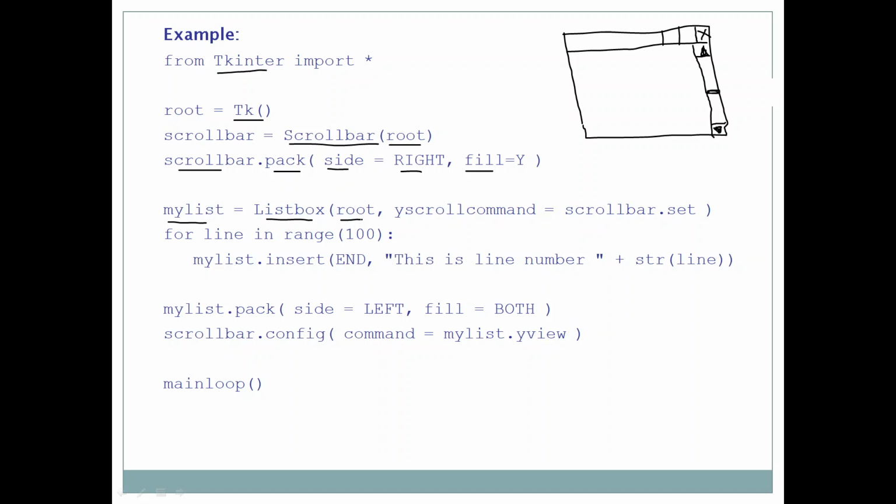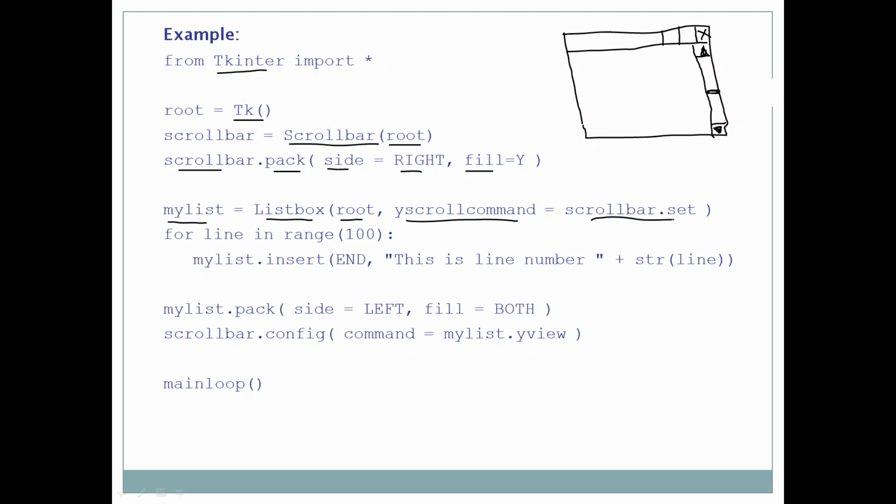Again it is the root, the main window. And for the y scroll command, we have specified some other properties also. Y scroll command is equal to scroll bar dot set. Now y scroll command is a property of a list box, and to that property we have assigned the value scroll bar dot set.